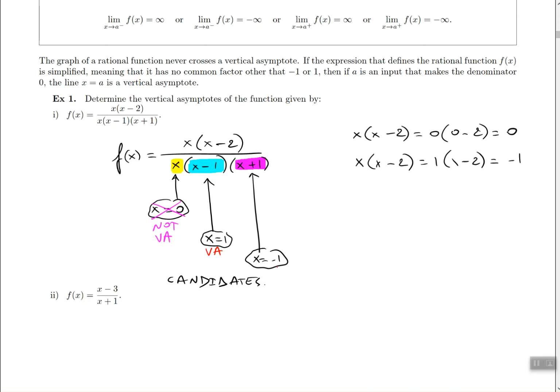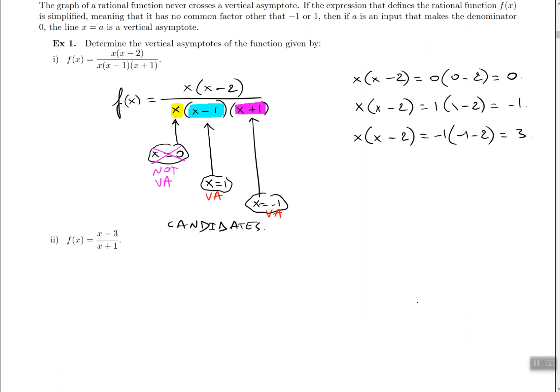And finally, negative 1. If you try the same little shortcut, x times x minus 2, you get negative 1 minus 2, which is going to be at the end positive 3. Again, it's not 0, and that would be a good thing for negative 1 because now negative 1 has a VA. So 0 is bad because it made the top and bottom 0. Negative 1 and 1 are good because they only made the bottom 0, so they are VAs. Okay, does that kind of make sense?